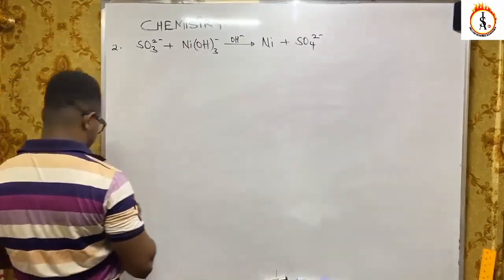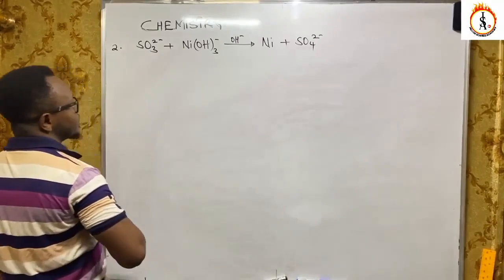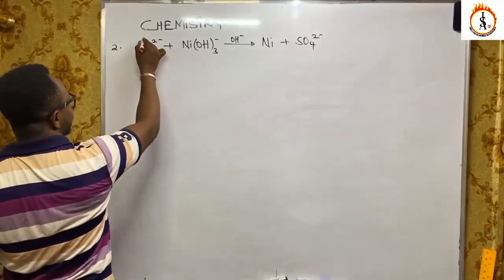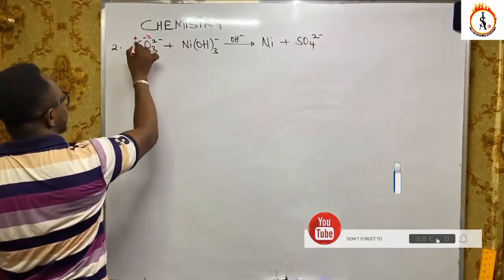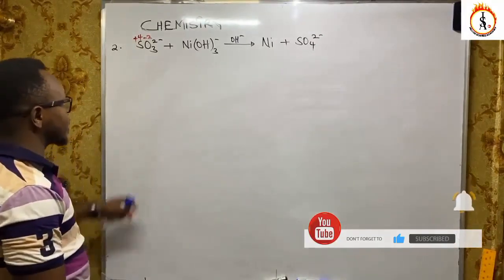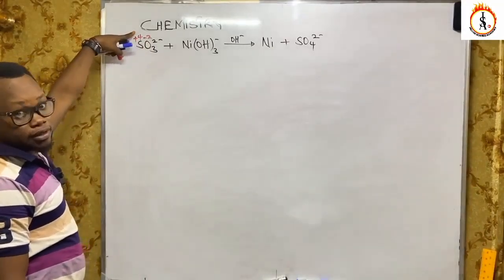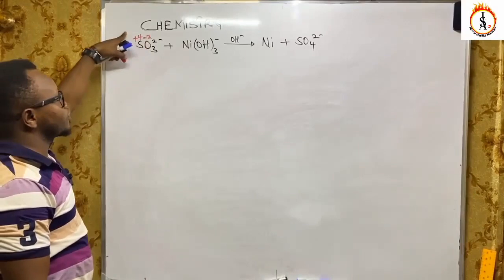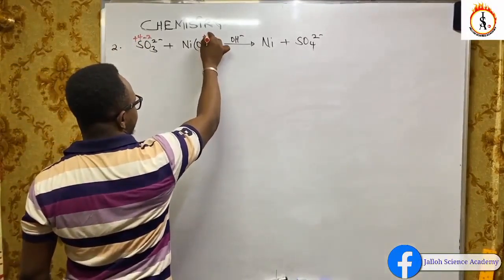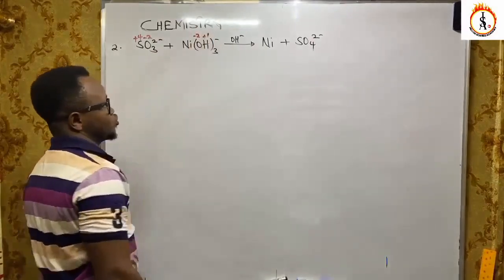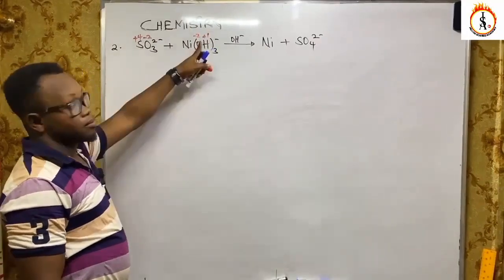So the answer to this, we are also going to assign oxidation numbers. Oxygen here -2, sulfur will give us +4 here. That's why we call this the trioxosulfate 4. Okay, call this the trioxosulfate 4. And here hydrogen is +1, oxygen -2. So +1 -2 gives us -1.